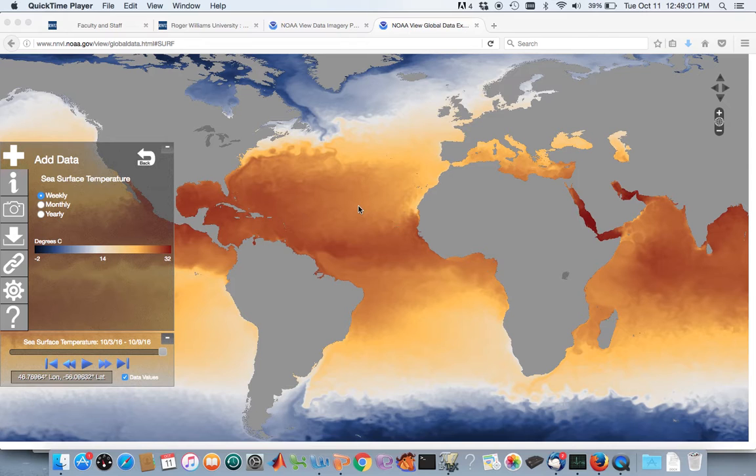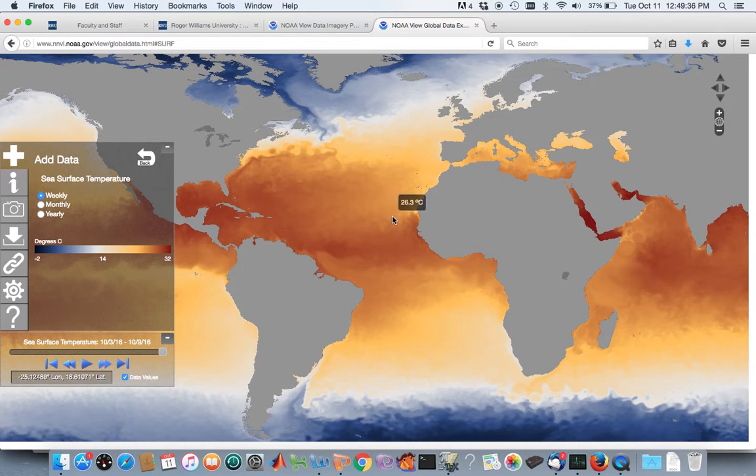So what we're going to do here is use a tool called NOAA View, which can be found at www.nnvl.noaa.gov/view, which allows us to graphically visualize data. And what we have here is sea surface temperature data, plotted using a color scale. On the color scale, the very red water indicates 32 degrees centigrade, and the very blue water indicates -2 degrees centigrade.